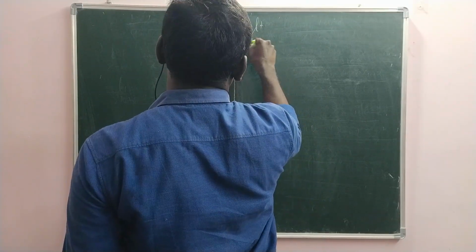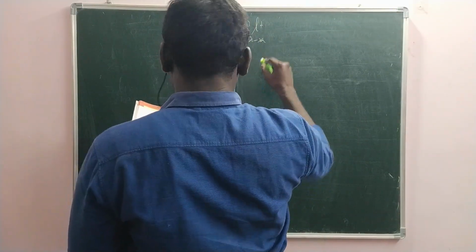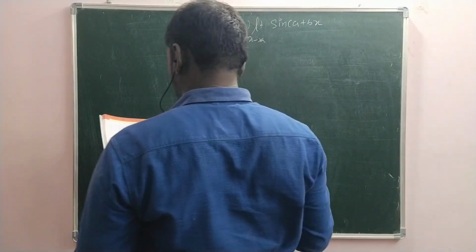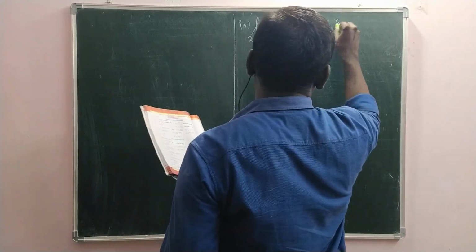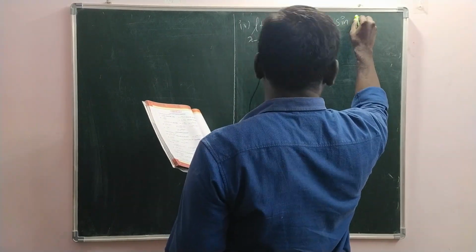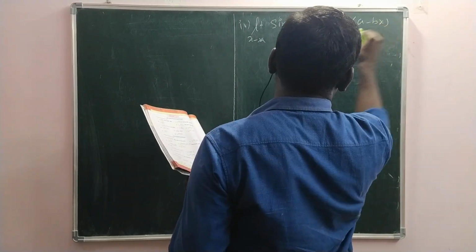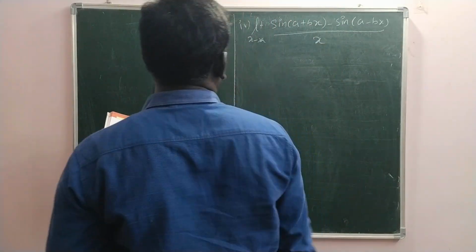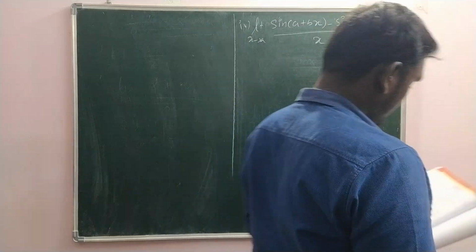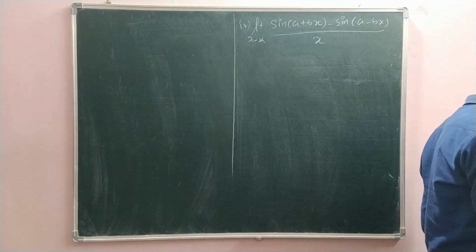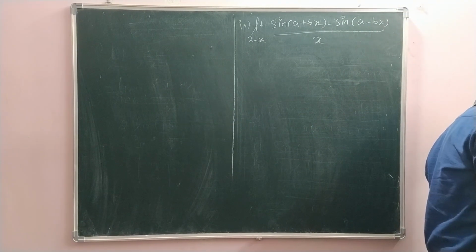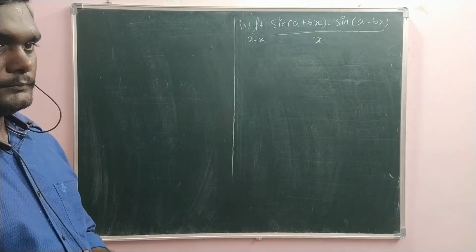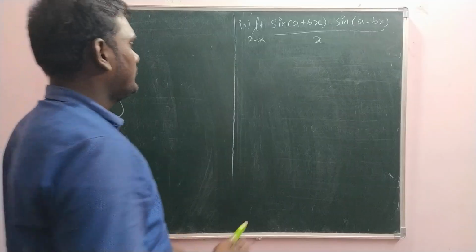So limit x tends to a, sin a plus bx minus sin a minus bx by x. Then how to solve this?